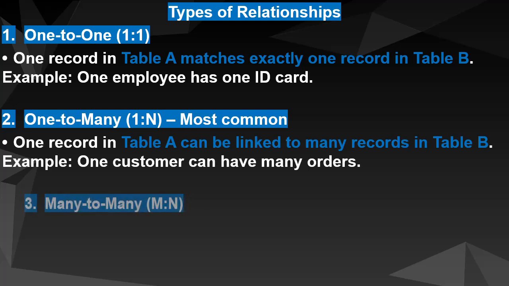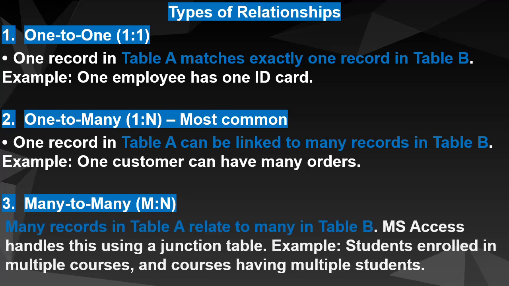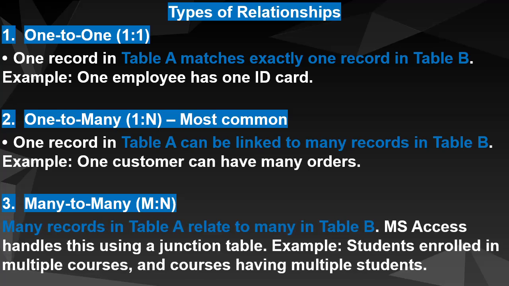Third is many-to-many relationship. In this relationship, multiple records in Table A can be related to multiple records in Table B. MS Access manages this using a junction table. For example, students can enroll in multiple courses, and each course can have multiple students.